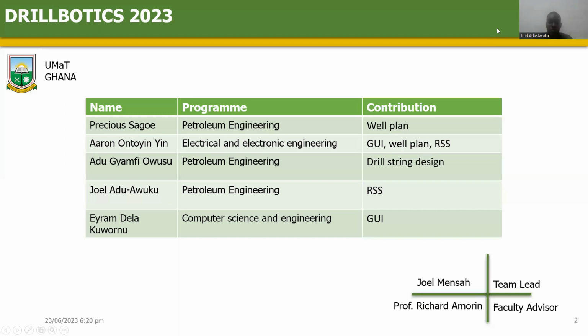My name is Joel Edwoku. I studied petroleum engineering, and I helped in building the RSS system. Aaron Delapo is my name, a computer science and engineering student. I contributed in the development and design of the GUI, graphical user interface.